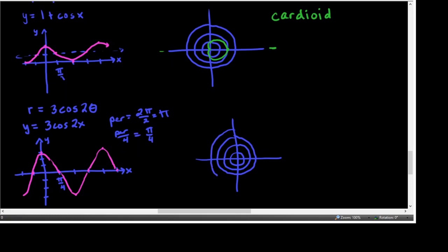I think most of us are more comfortable dealing with positive theta than with negative theta, so that's usually enough information anyway, so this is fine. Okay, so at angle 0, I'm out at 3. By the time I get to pi over 4, which is right here, I'm at 0.